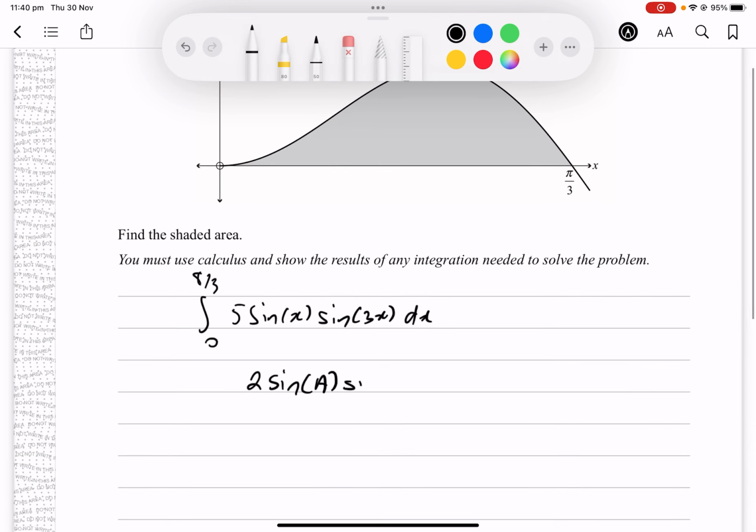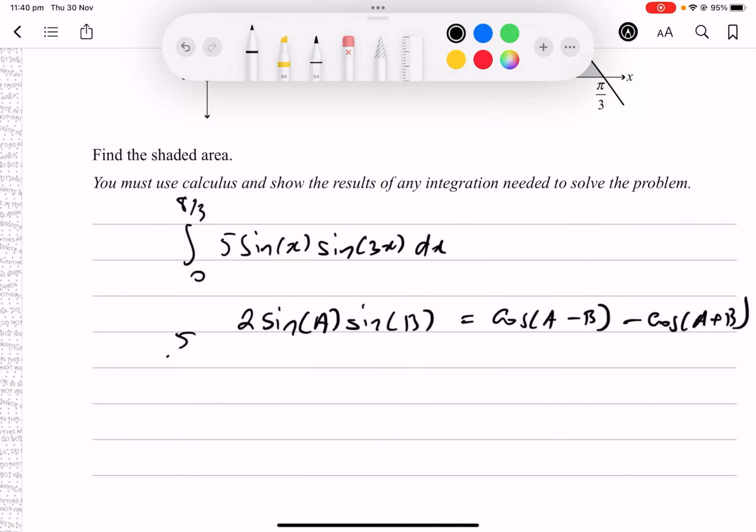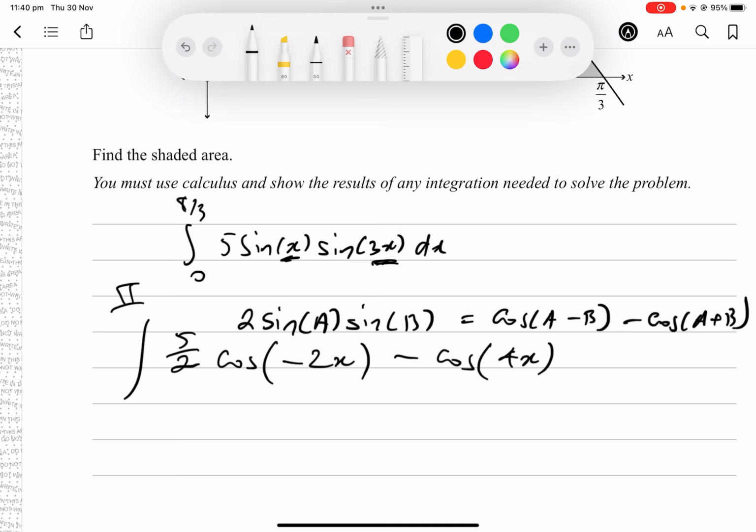So 2 sine of a sine of b equals cosine of a minus b minus cosine of a plus b. Okay, cool. So now we have 5 on 2. We have cosine of a minus b, so a minus b, that's negative 2x. And we have minus cosine of a plus b, so a plus b, that's cosine of 4x. And that's going to be our new integral.